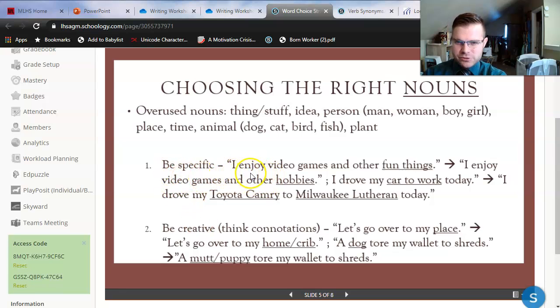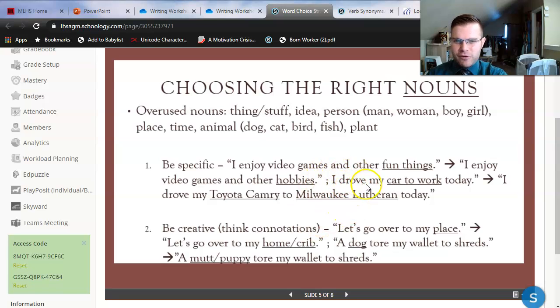Check this example. I enjoy video games and other fun things. Well, there's this question of, well, what does he mean by fun things? Be specific. What fun things do I enjoy? I enjoy video games and other hobbies, or I enjoy video games and playing sports. I can be specific about what those other fun things are, which gives my reader more clarity.